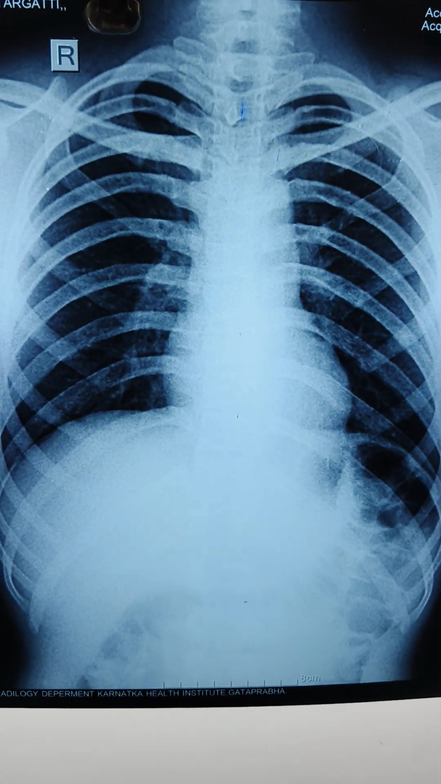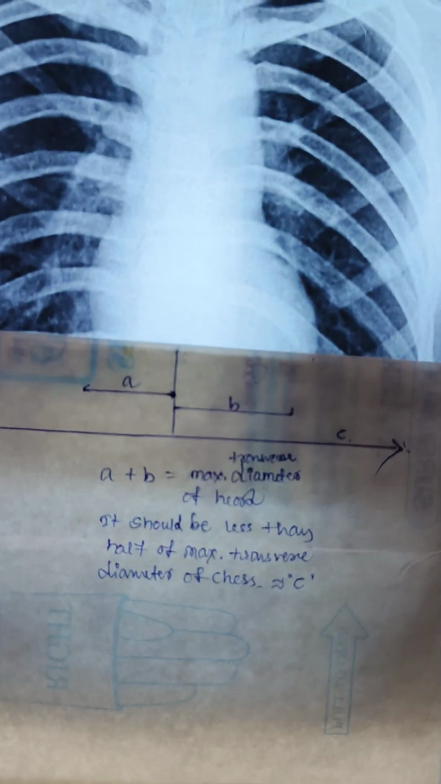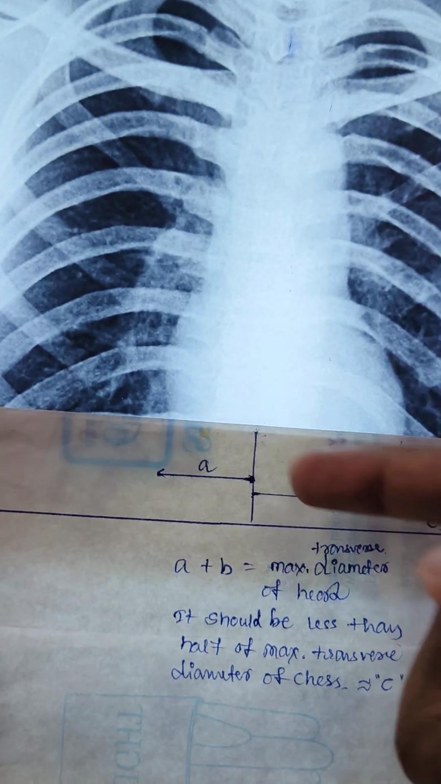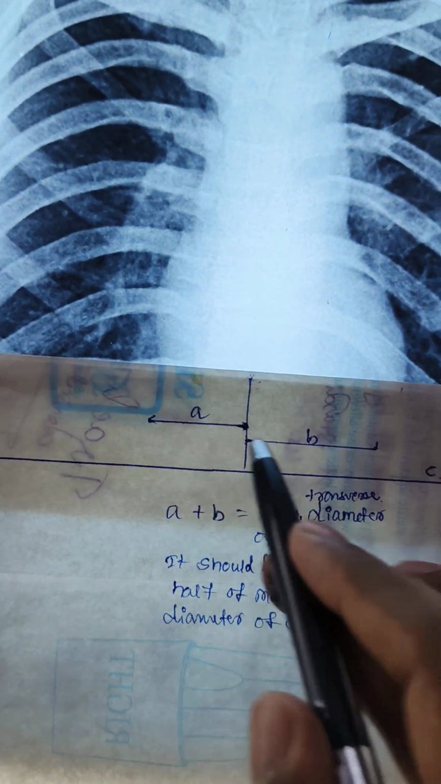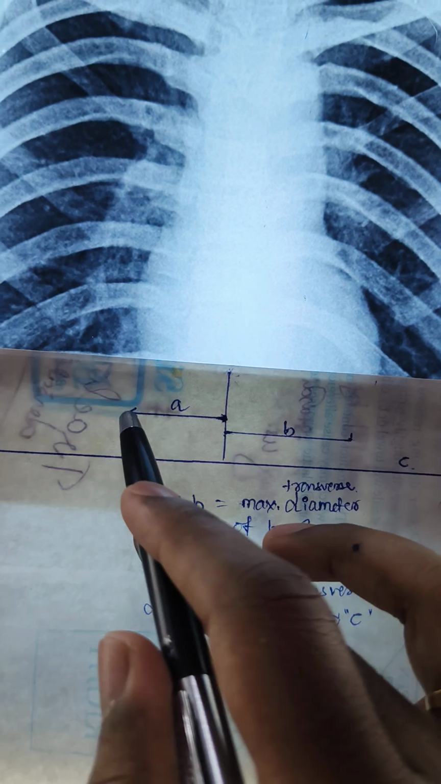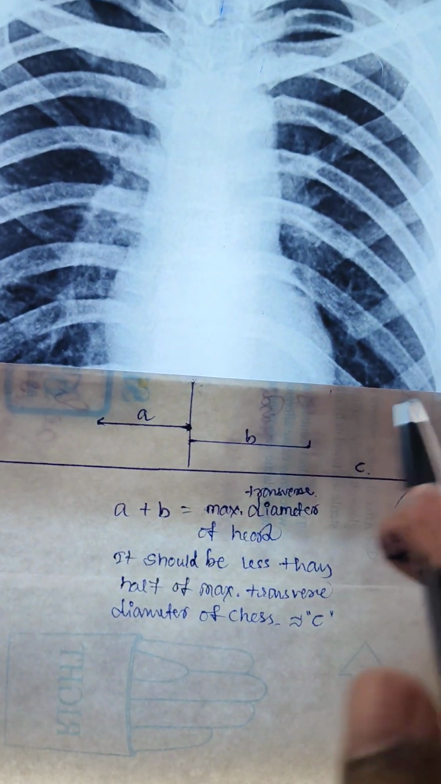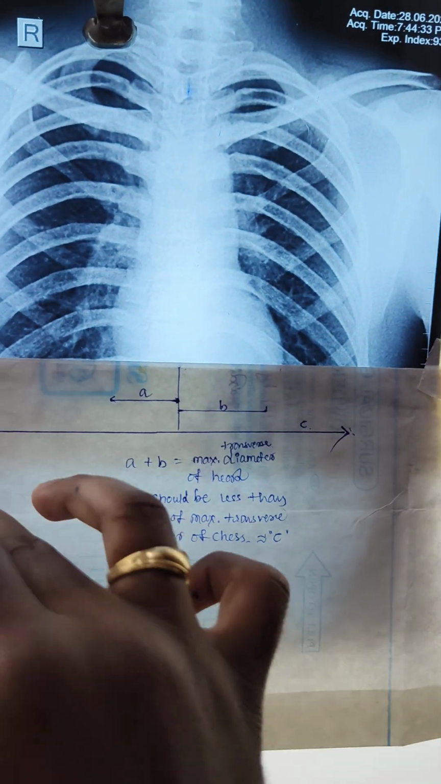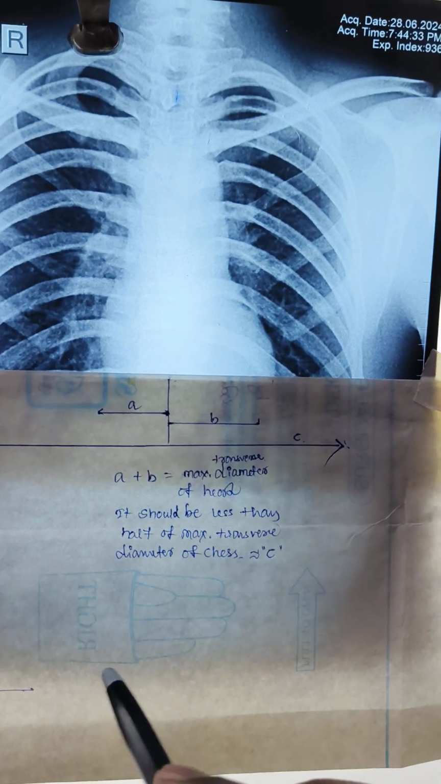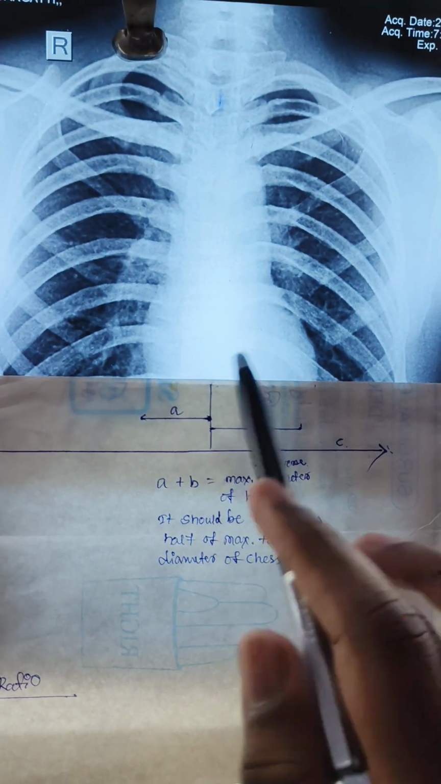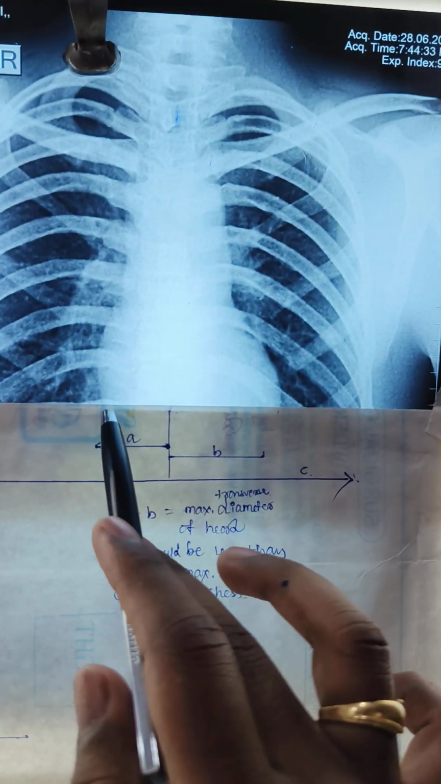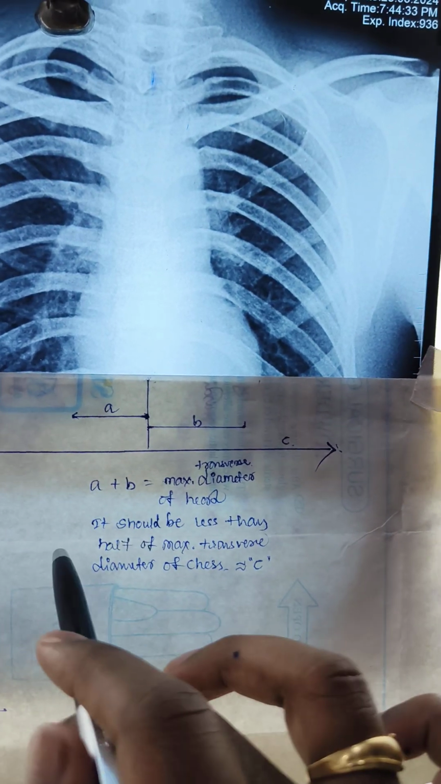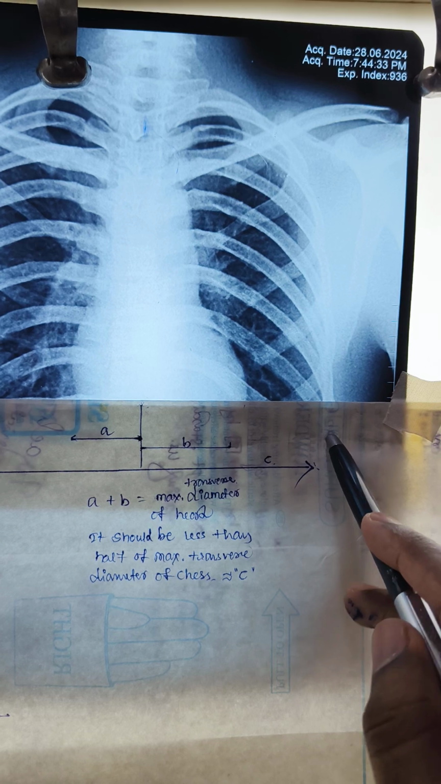I want to show this in a diagrammatic representation. Here you can clearly see this imaginary line in the center of the trachea. From this to this is A, and from this to this is B. So A plus B is the maximum transverse diameter of the heart. From here to here is C, and C is the maximum transverse diameter of the chest. So for a normal heart, the maximum transverse diameter of the heart, that is A plus B, is always less than half of the maximum transverse diameter of the chest, that is C.